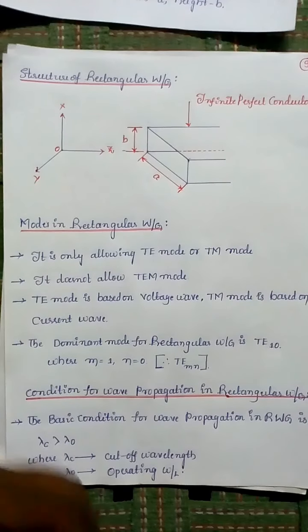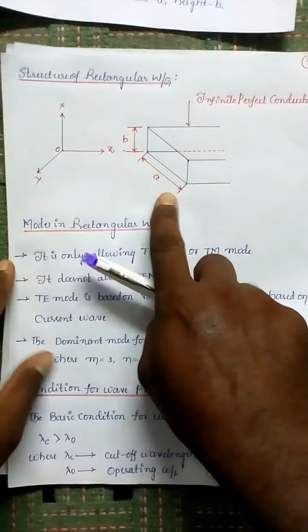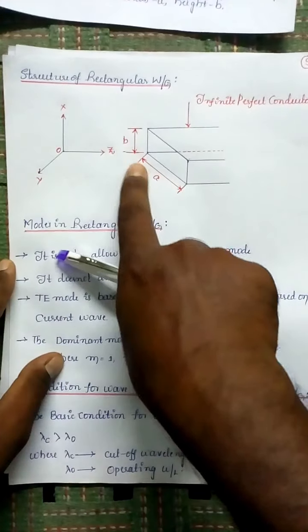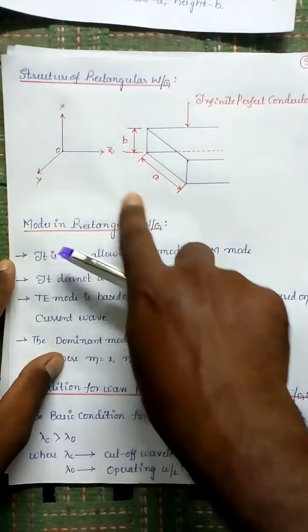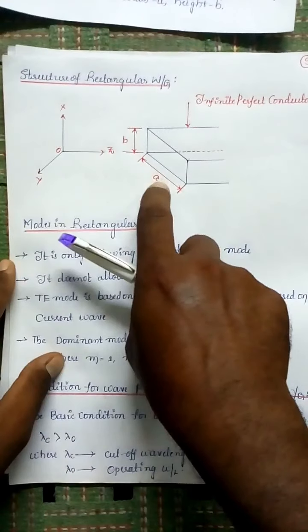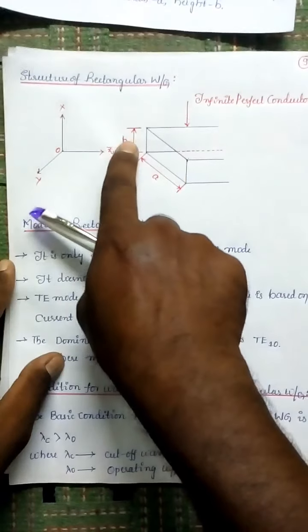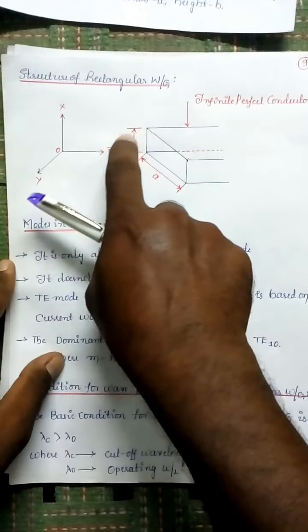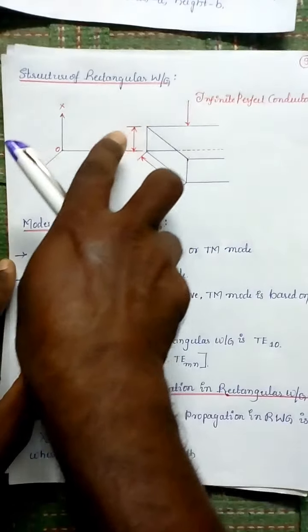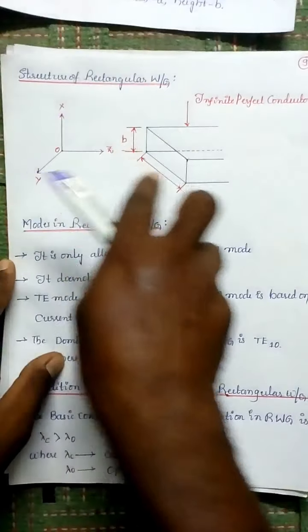Just imagine this diagram. The width, as I said already, is a, and this is known as m. The height of the rectangle is b, and this is known as n, small n. So these two indices define the modes of a rectangular waveguide.